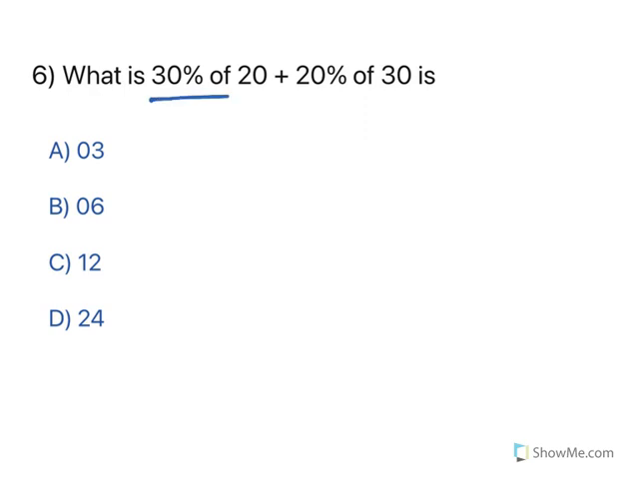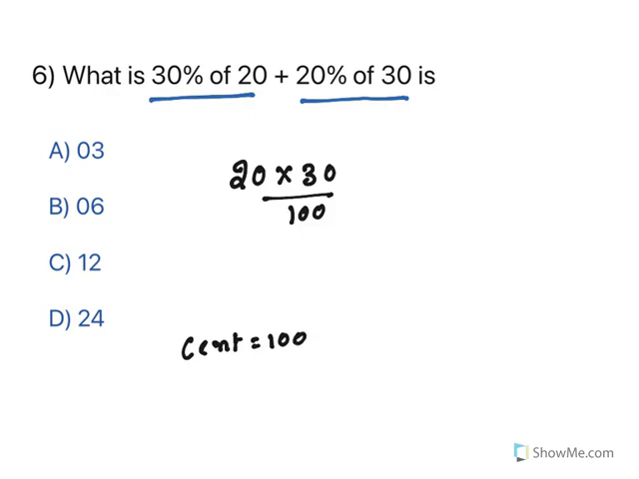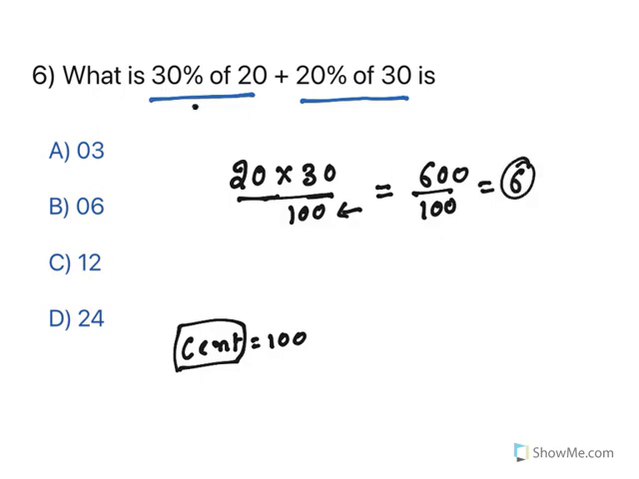Now what is 30% of 20 plus 20% of 30? Now let us understand, when you say percentage, 30% of 20 means you can write it like this. In 20, 30% means 30 over 100. Percent means per cent, you need to write 100 like this. So how much would it be? 600 divided by 100, how much is it? 6. So the first one is 6.